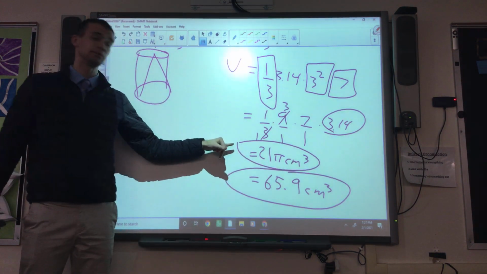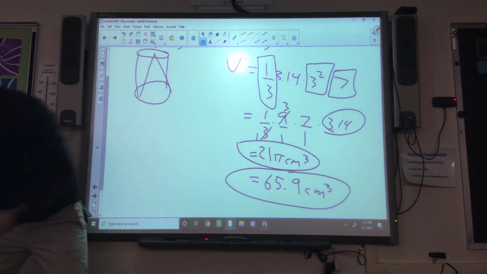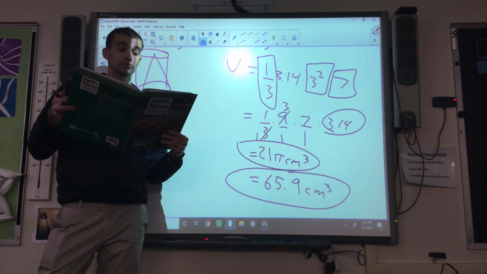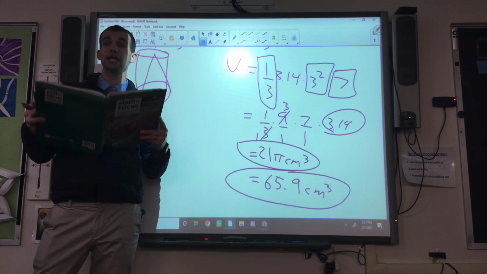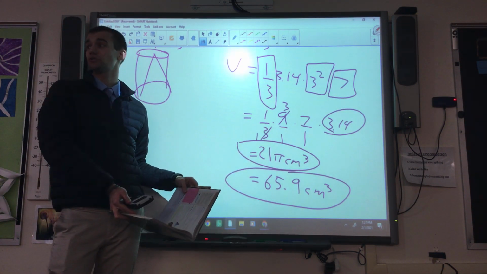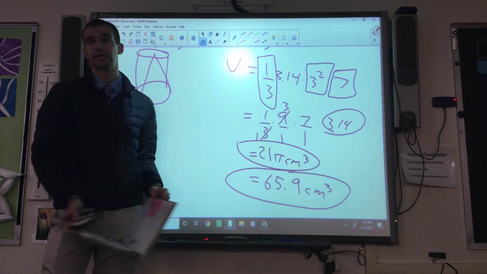Now, this one, I believe the instructions said, use 3.14 as the approximation, round your answer to the nearest tenth. Again, if they ask for the exact, you would put the first answer. If they say use 3.14 and round to the tenth, you would put that second answer.